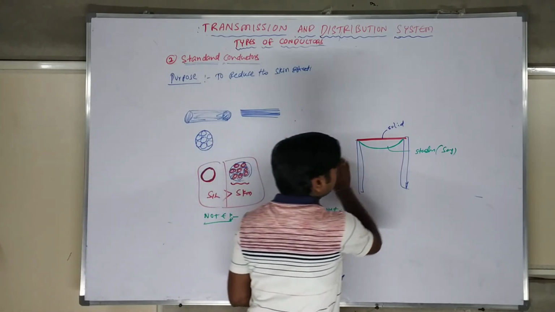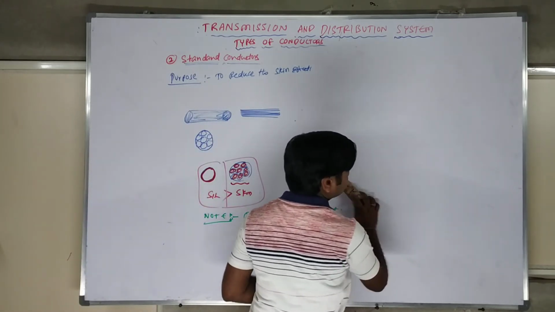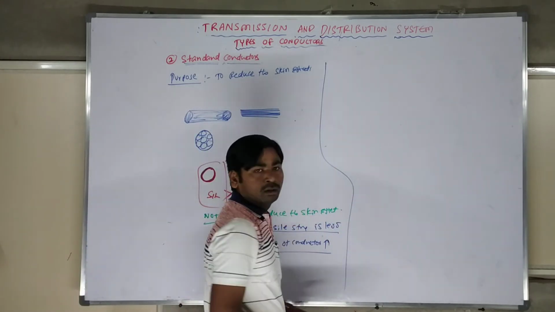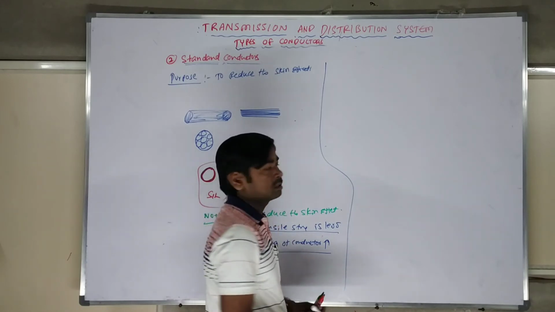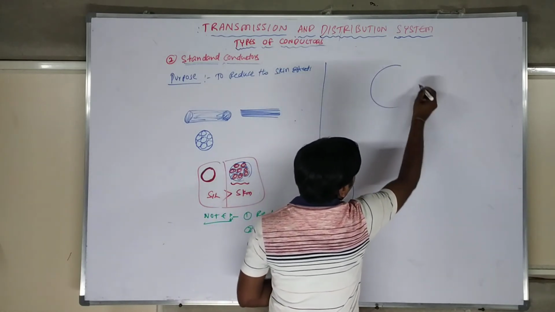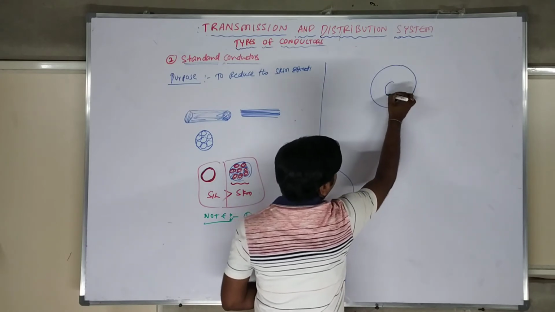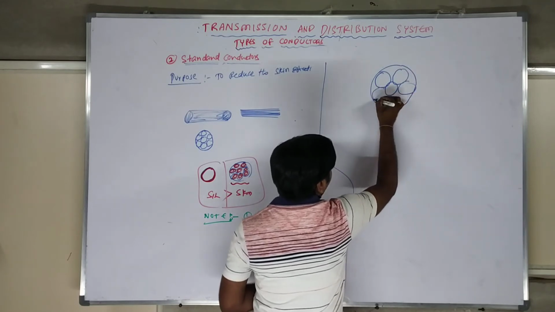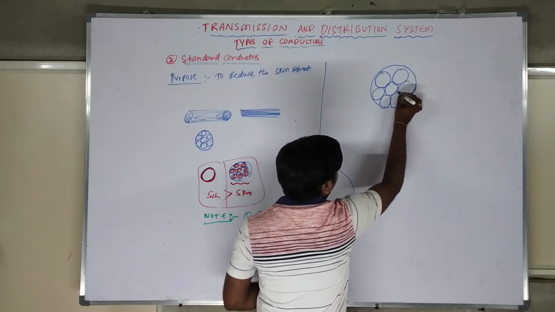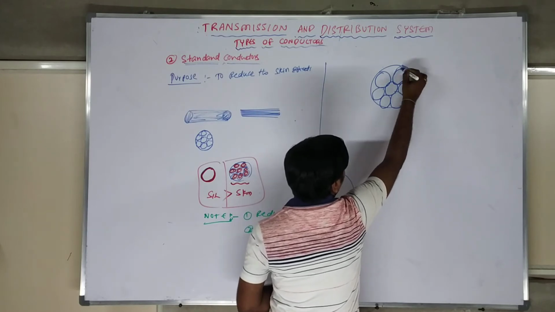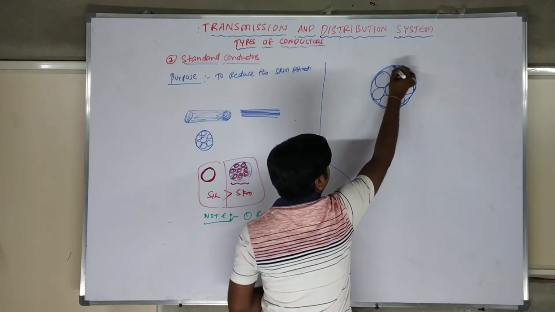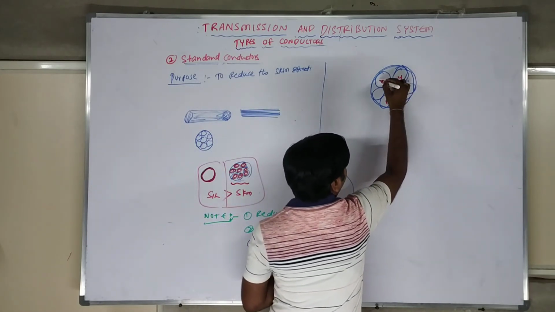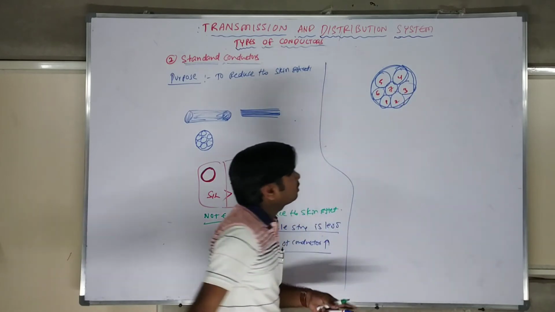One more important point we have to discuss in these stranded conductors. Let us take an example of a 7-strand conductor. Let us take a 7-strand conductor like this. In the middle portion we have one conductor, followed by 6 strands: 1, 2, 3, 4, 5, 6, together. This is a 7-strand conductor, with the middle conductor being the seventh.